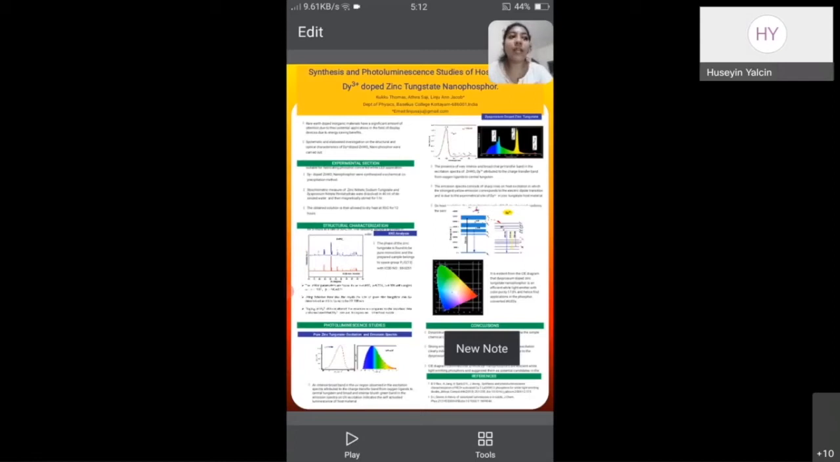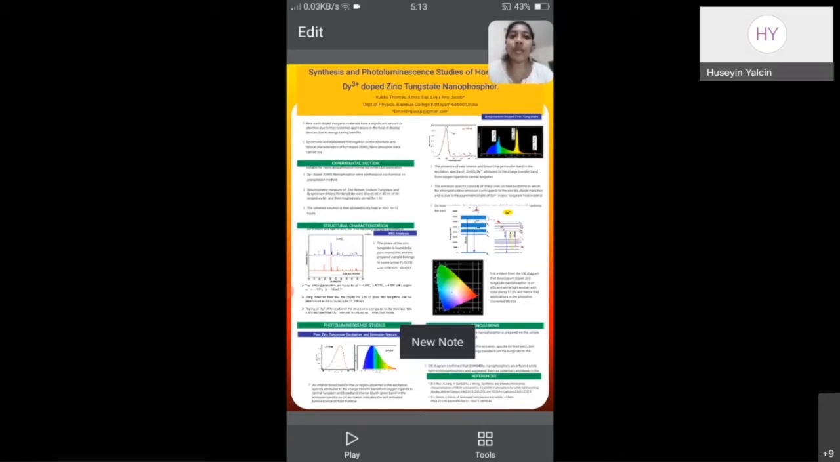In this method, the reagents used are zinc nitrate, sodium tungstate, and dysprosium nitrate pentahydrate. Here the stoichiometric amounts of the reagents are dissolved in deionized water and allowed to undergo magnetic stirring for 1 hour, and then they are dried at 90 degrees Celsius for 12 hours, and the prepared sample is then annealed at 650 degrees Celsius for 5 hours.